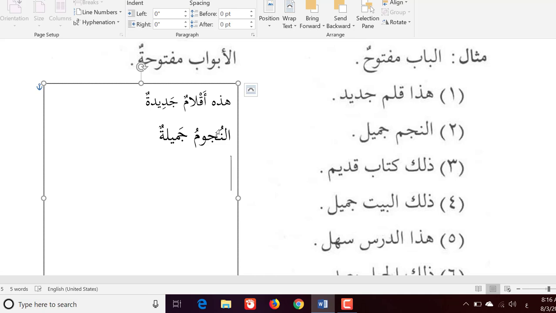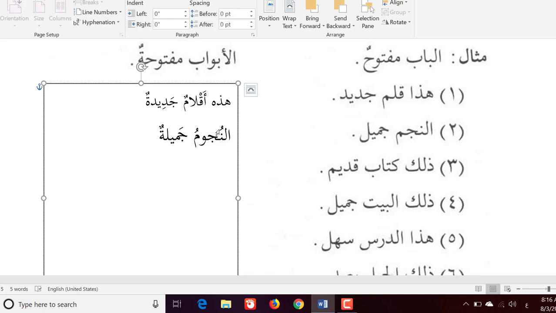I mean that this is not a bedel here, because dhalika is specific and kitab is general. Remember, if we're dealing with a tabi' like a bedel or a sifa, then they have to agree with one another in terms of specificity. Subjects and predicates don't have to do that, but tawabi', like the bedel and the sifa and those, they have to agree also in specificity.